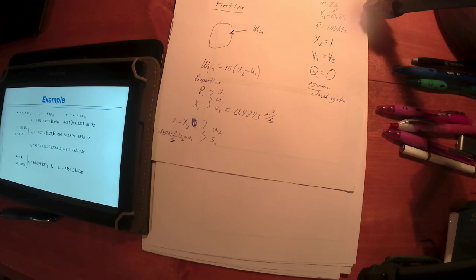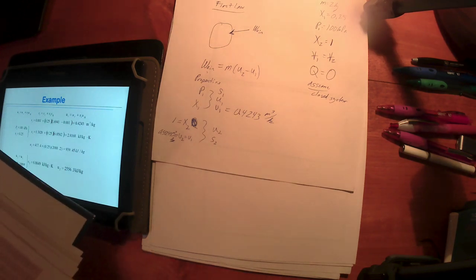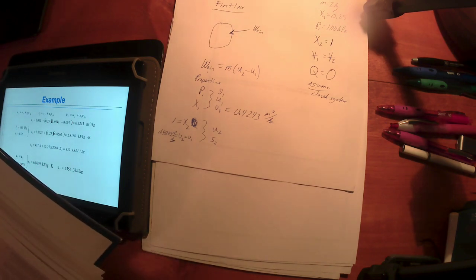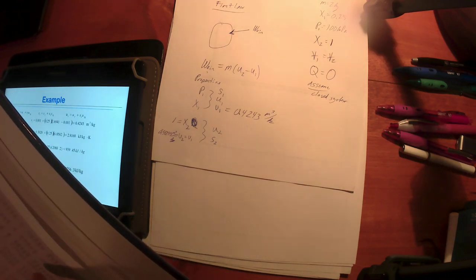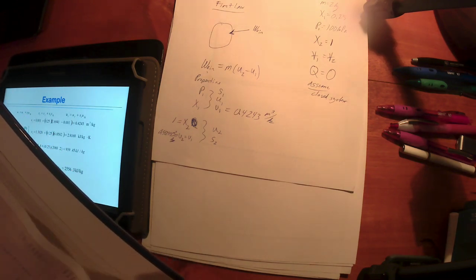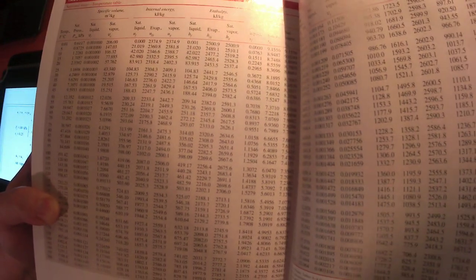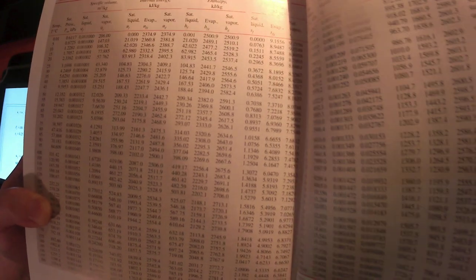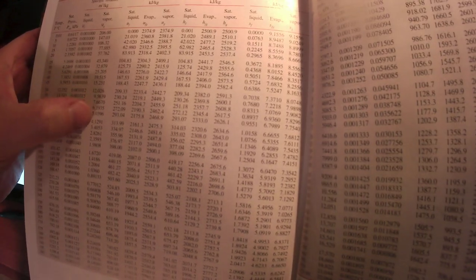Alright, let's see if I can get my book up here. We got water in metric units. Okay, so it's saturated, so I need to go to the saturated water table. I'm looking for saturated water vapor with this specific volume. So you're going to hear a pop here. This is not the best visual, I apologize. But so we're looking for 0.4243 as my specific volume for saturated vapor.